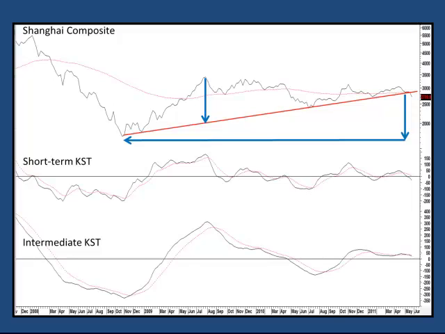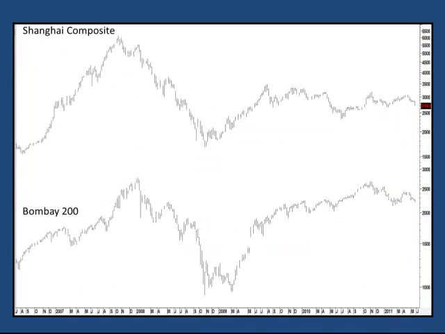You can also see that both these momentum indicators are also in a bearish mode, and that adds to the validity of the downside breakout in the actual index. This chart shows the Shanghai on a daily basis, and last week's action looks to me as if the index completed a head and shoulders top. More proof of a likely drop ahead.